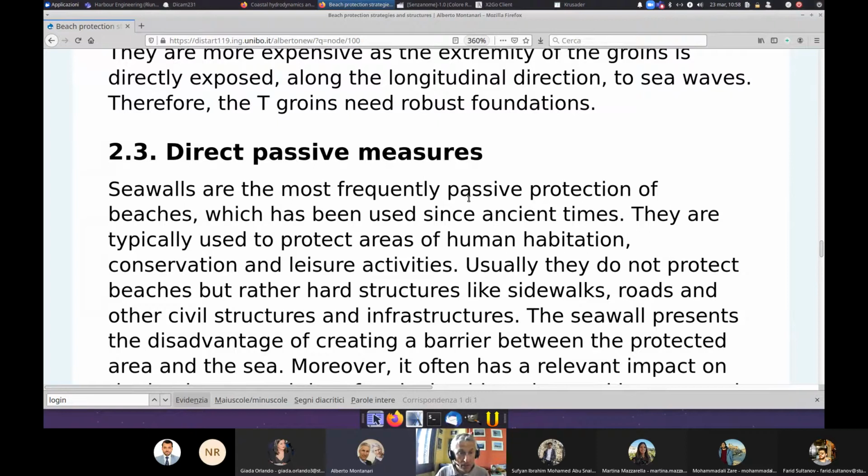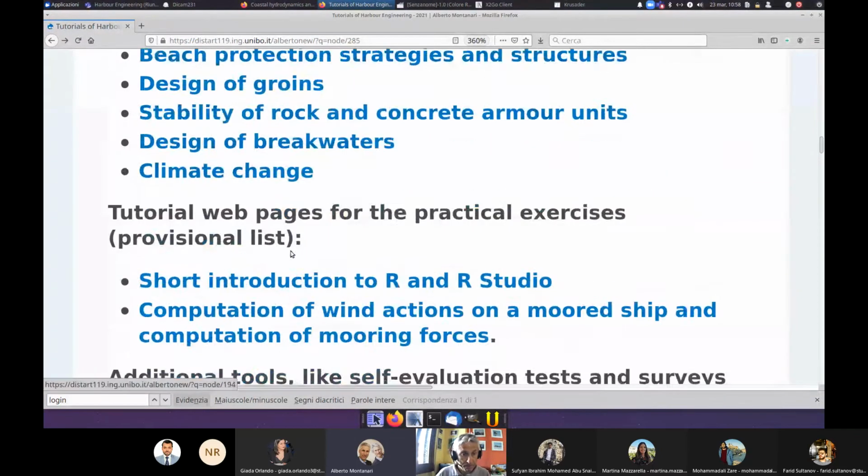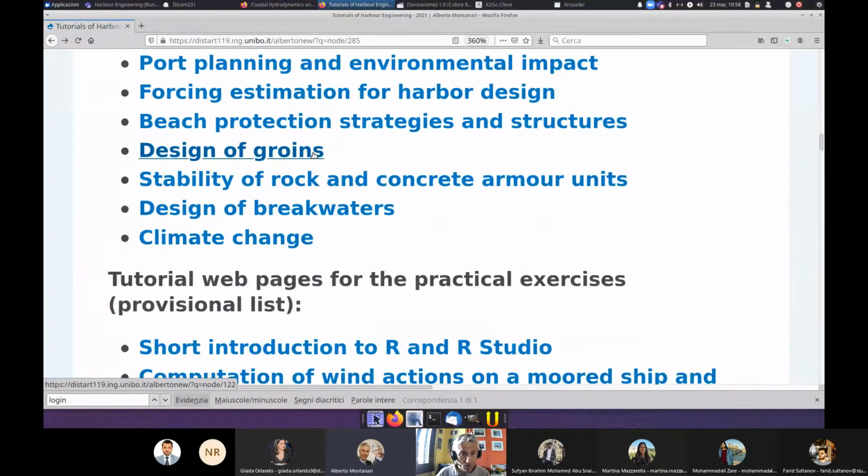Okay, at this stage, given that we have an overview of what's possible, let's talk about the design of groins, by moving to the next one.